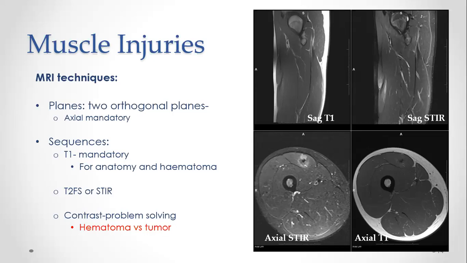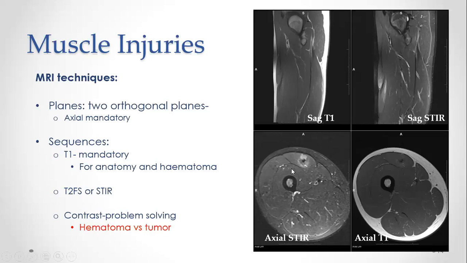And the two sequences, we always have a T1 axial, and that's for our anatomy, because identifying which muscle is involved is important. And we would do that by having an axial T1, then we know which muscle we're dealing with. And then we have a fluid sensitive sequence such as STIR or T2 FS. And then you choose your second orthogonal plane depending on where the pathology is.